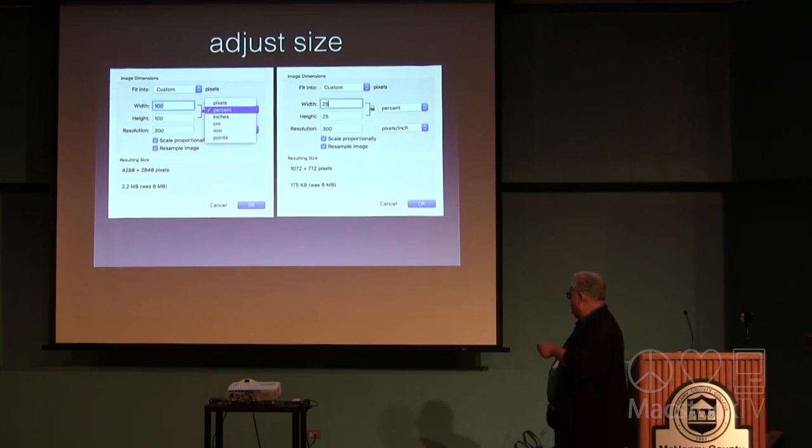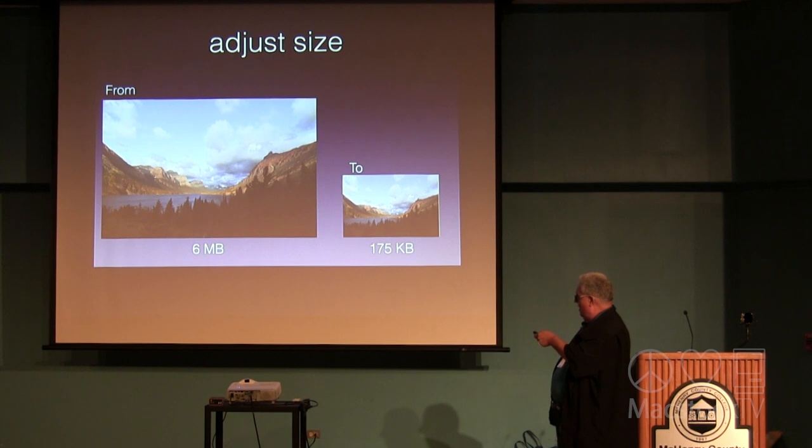Now, a couple of different ways you can do it. Percentage is one of them. The next way that I do it, and again, the big deal about this, is that you're going to go from this huge image to something very small that's still plenty visible anywhere you look.